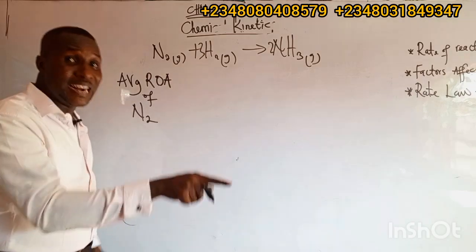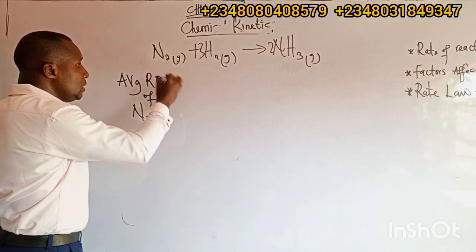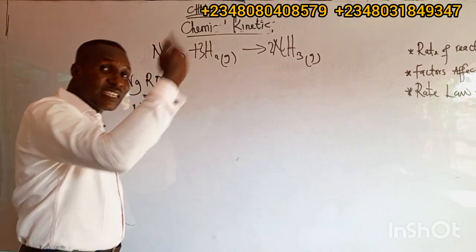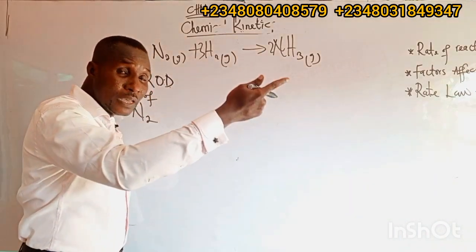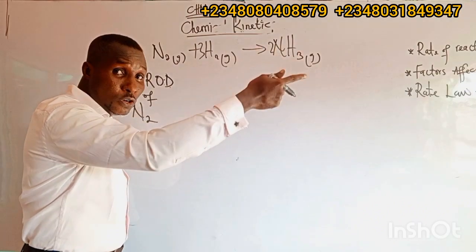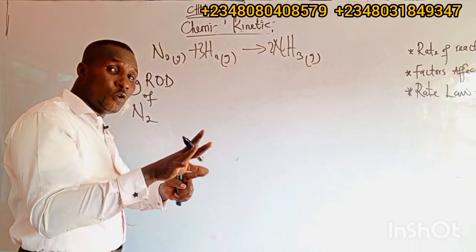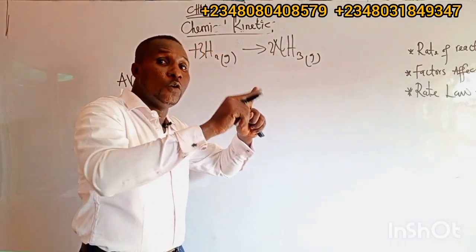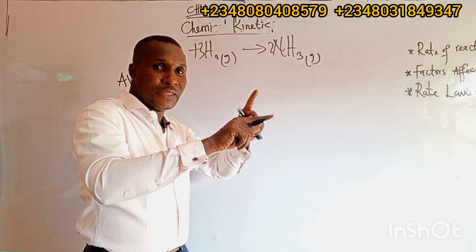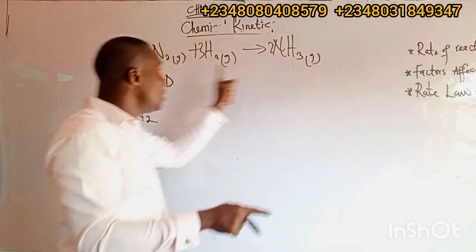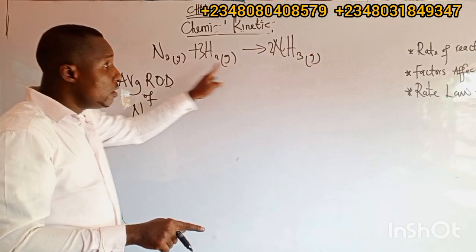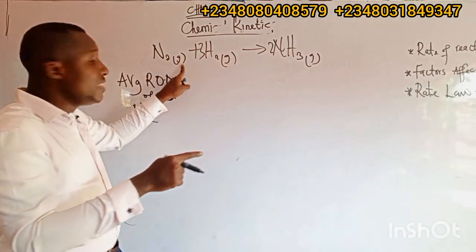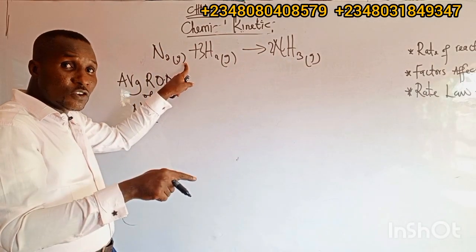Average rate of appearance or disappearance, rather. Disappearance, because the reactant is disappearing as the product is being formed. It is disappearing, that means concentration decreases. Then as the product is being formed, the concentration increases. That means it's appearing. Product appeared, reactant disappeared. Product appeared because it's increasing in concentration, positive. Reactant disappeared, it decreases in concentration, negative.